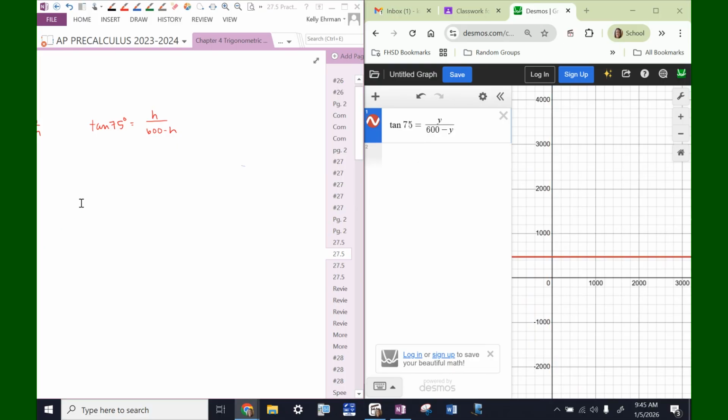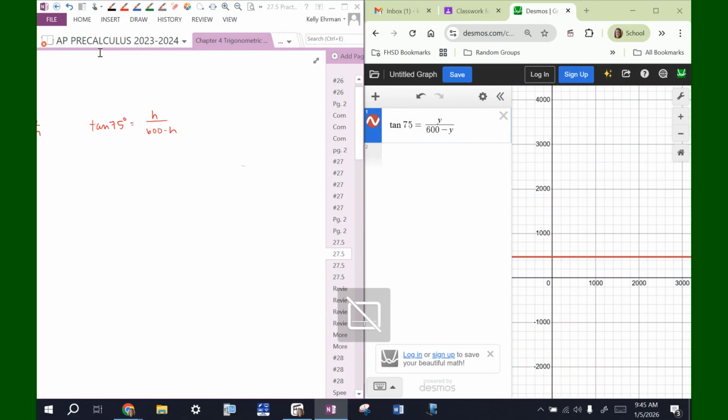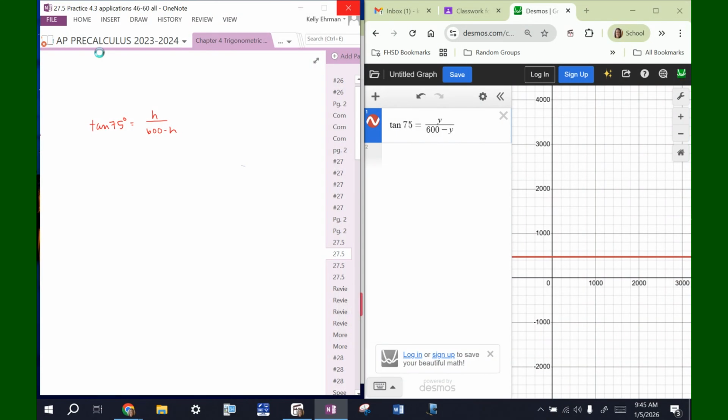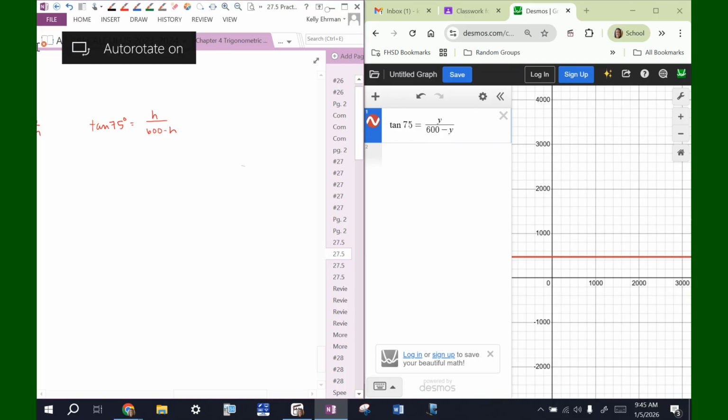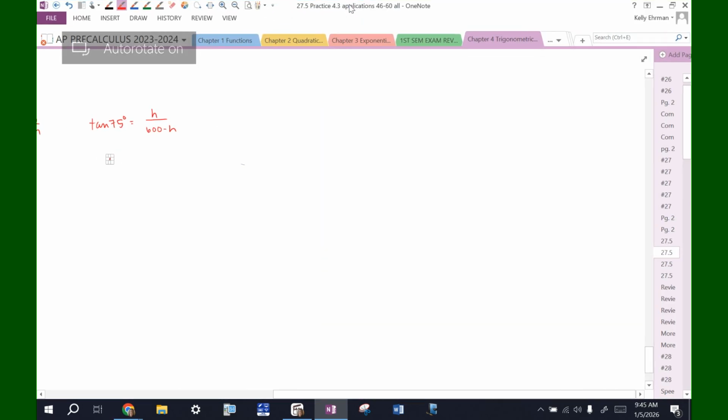It's a good example of what's happening here. There's probably some way I can do this, but instead of that, I think this is crashing again on me. There we go. Instead of doing that, let's solve algebraically. So how do we do that? We multiply 600 minus h with parentheses over to this side. Now I want to solve for h, so I do want to distribute the tangent through. So 600 times tangent of 75 degrees minus h times tangent of 75 degrees equals h.